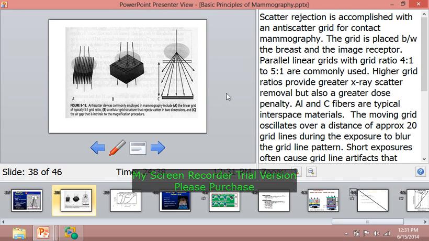A 5:1 ratio means the lead material and the interspace are in the ratio 5:1. The material is 1. For example, if the interspace is 5 mm, then the lead strip is just 1 mm.